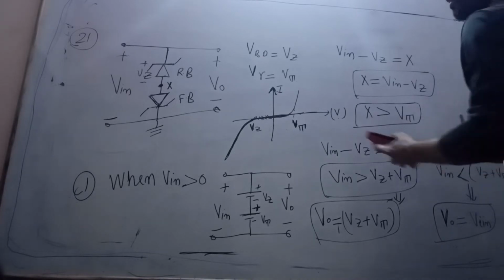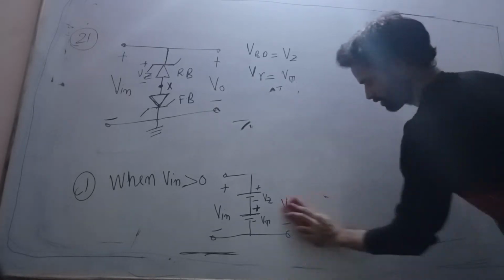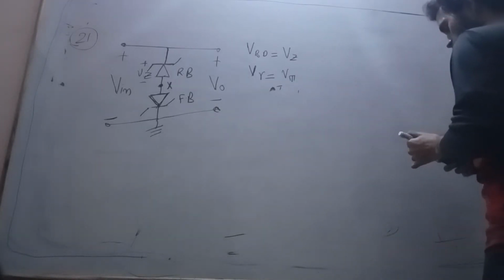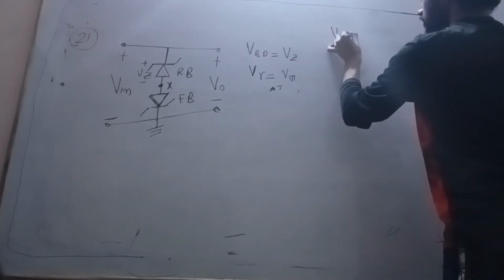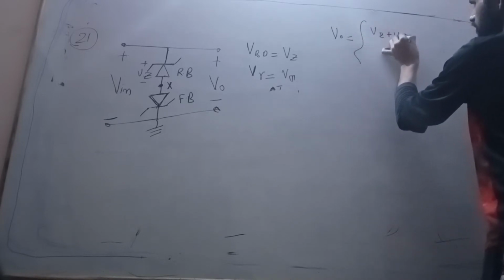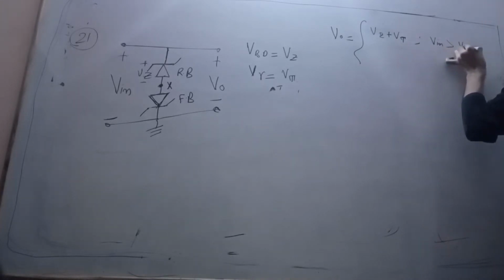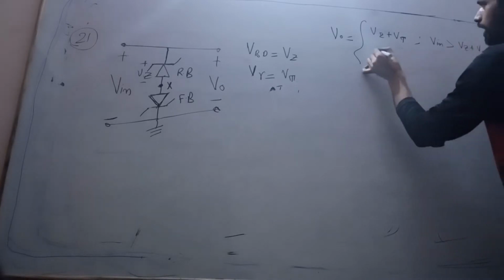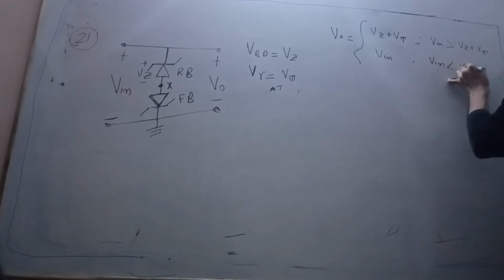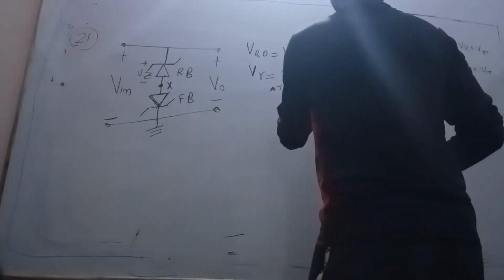Now let us see the next case. The first case we have seen: V naught is equal to Vz plus Vt when V in is greater than Vz plus Vt, and V naught is equal to V in when V in is less than Vz plus Vt. This is for the first case.